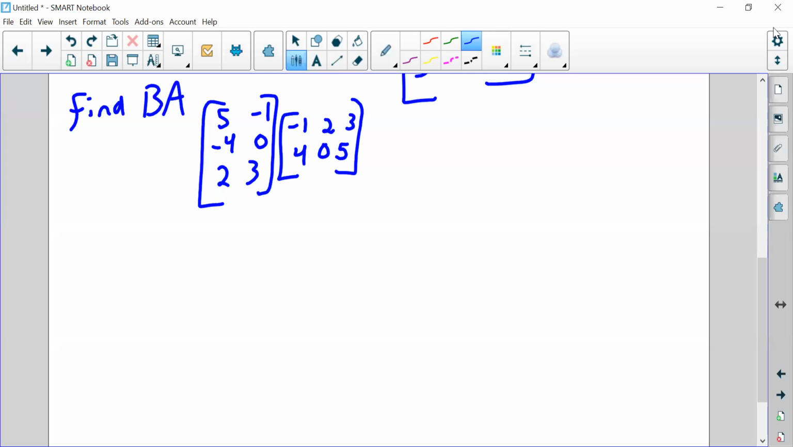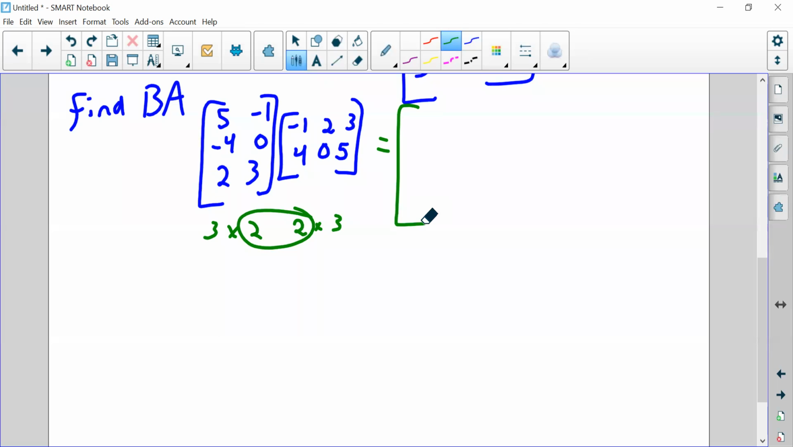Okay, so can I figure out B times A? Yes. What's the dimension of B? That's a 3 by 2, and the dimensions of A? 3 by 3. So yes, I can do it. What's my answer matrix size? Is it going to be a 3 by 3? Okay.